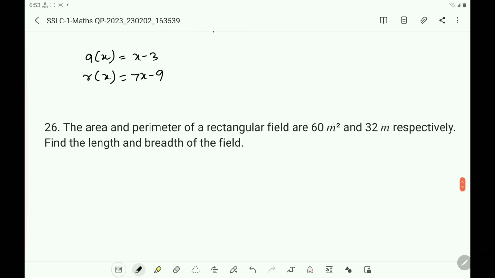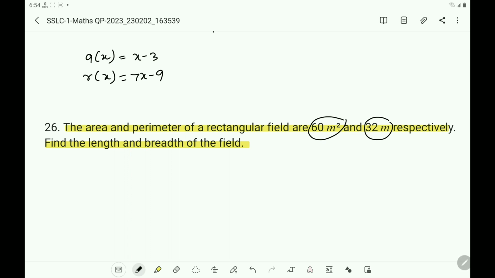Next you take the 26th question. What is that question? The area and perimeter of a rectangular field are 60 m square and 32 m respectively. Find the length and breadth of the field. You must know the formula to find the perimeter and area of the rectangle. You know, here this is area, this is perimeter. What is the formula to find the perimeter of the rectangle? That is 2 into L plus B.